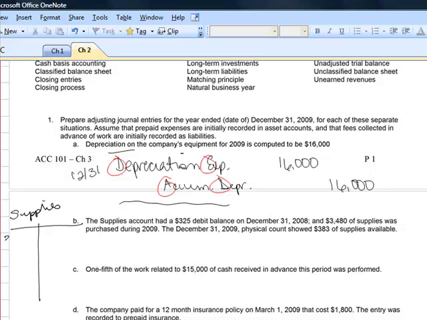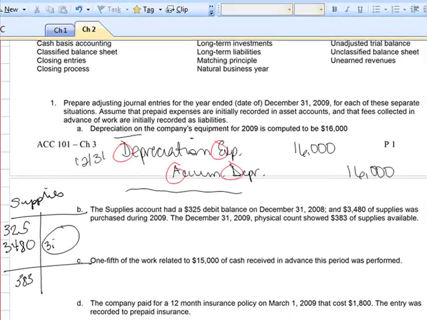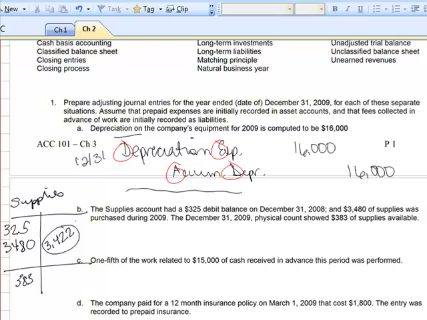So we started the year off with $325. We added in $3,480, and our ending balance was $383. Okay, so what we're looking for is how much did supplies decrease. So add up the left, 325 plus 3,480, subtract this balance 383, and you should get to 3,422. Okay, and I always work it backwards, so now go 325 plus 3,480 minus 3,422 should give you 383.